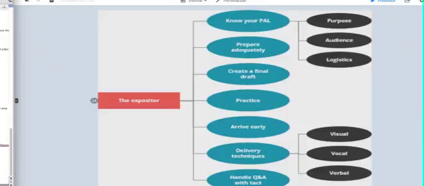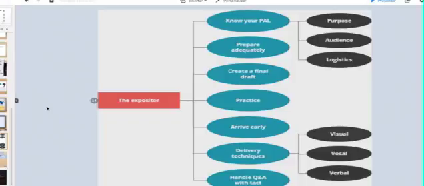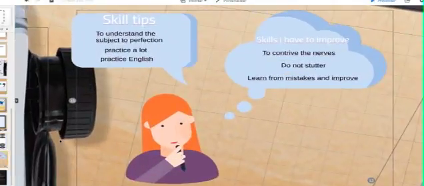A helpful key is to have preparation to respect and make the points properly. You will have no problem answering your audience with satisfactory answers. And finally, skill. You have to improvise and control the nerves and the nose, stutter, learn from mistakes and improvise, and stick to tips to understand the subject, to practice and practice in English.